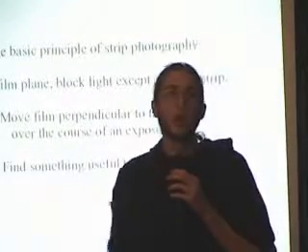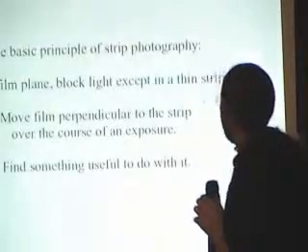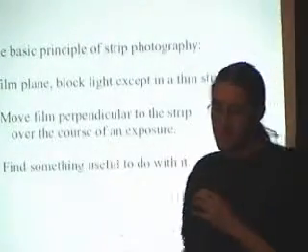Instead of getting the entire image at once, you just have basically a line. And so what you do is you move film across that line, perpendicular to the slit. So as a result of this, you get an image over time, which is different from if you take a long exposure with a camera and you get an image over time because things are blurred. Because at any given point, the film is only being exposed for a short amount of time, but the entire image can span a longer amount of time. So this is vaguely interesting for reasons I'll get to. Find something useful to do with it.